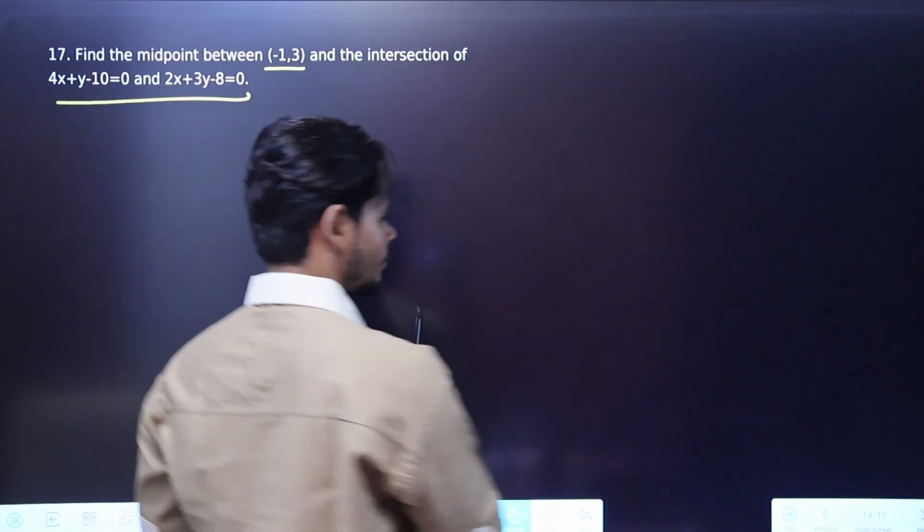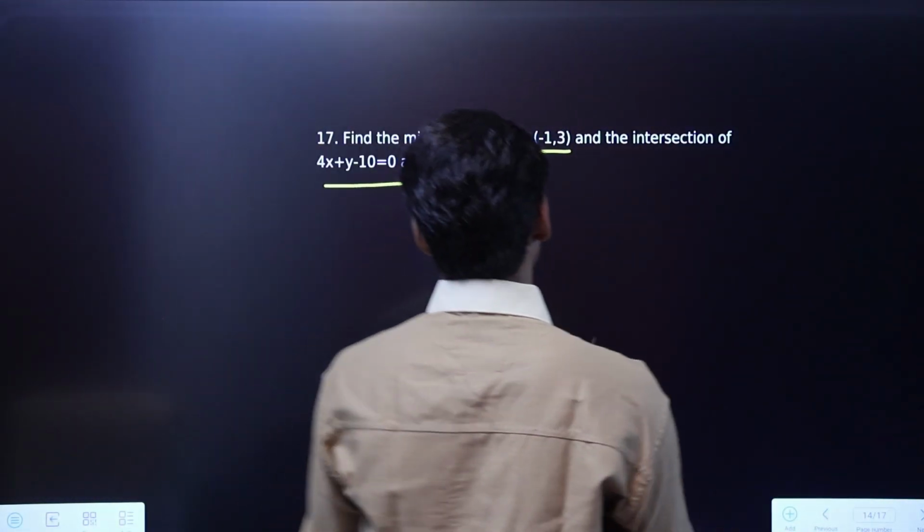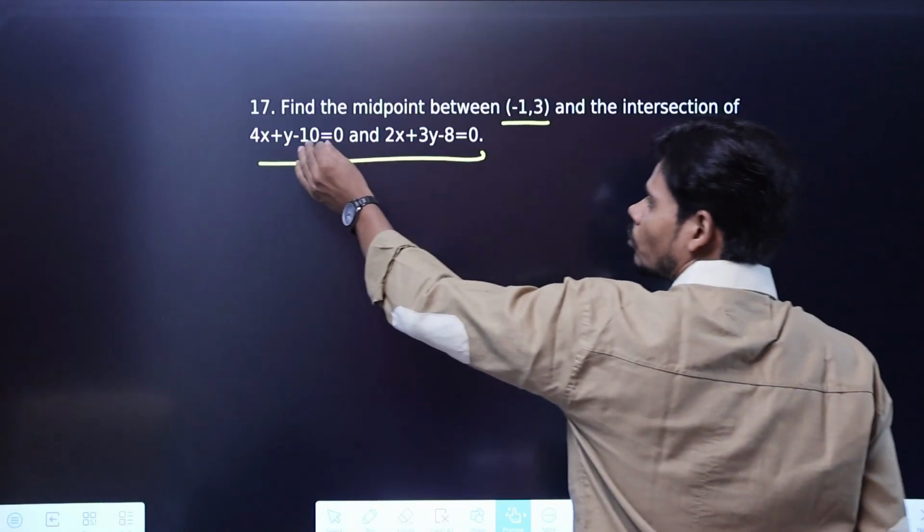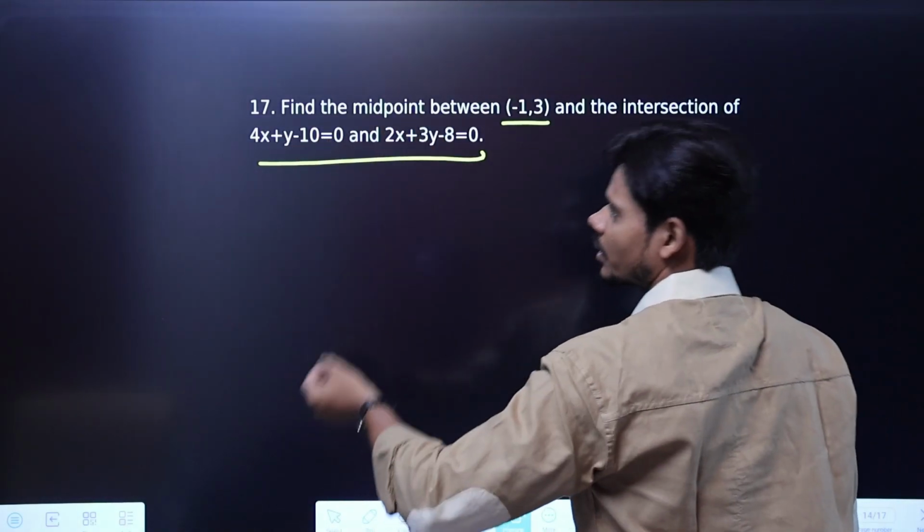Next question. Find the midpoint between this and the intersection of these points. This is a very easy question, guys. Whatever method you want, you can use to find it. If you want to solve this and this by the substitution method, that's your choice.